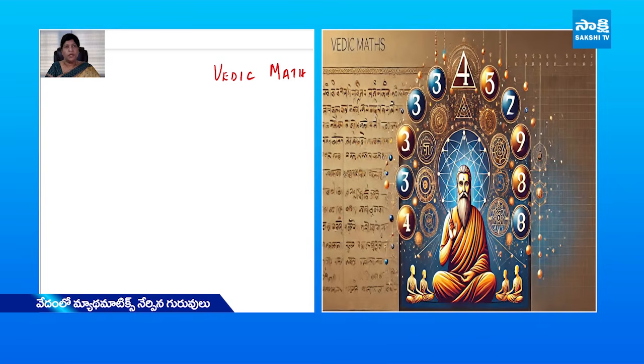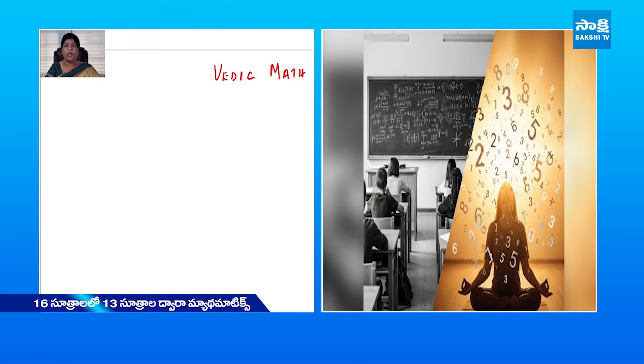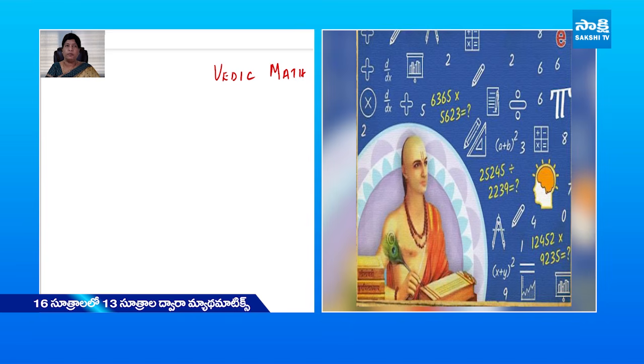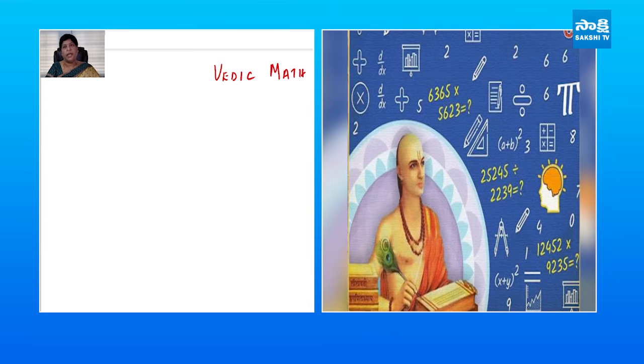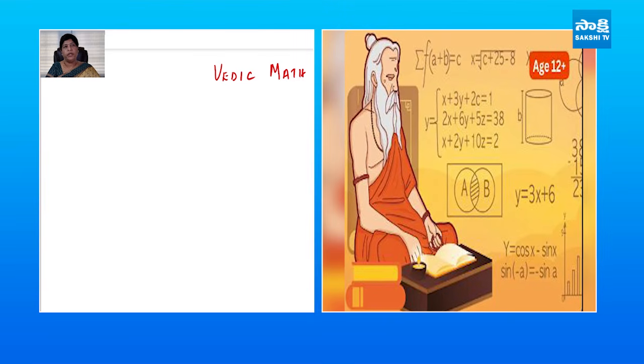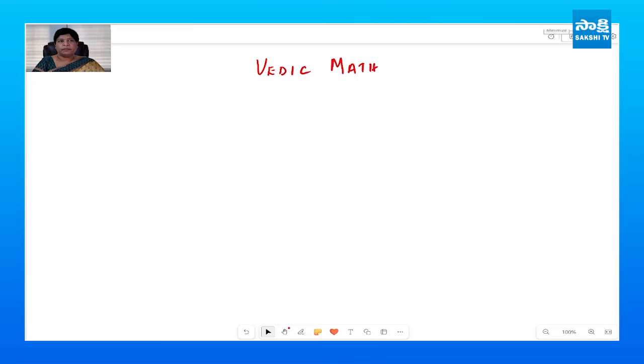There are 16 sutras and 13 upasutras in Vedic mathematics. Using these, one can solve a wide range of mathematical problems, from basic arithmetic to more advanced topics like algebra, coordinate geometry, geometry, trigonometry, and even calculus. We shall now start with basic arithmetic. Before that, let's understand the concept called the balancing technique.